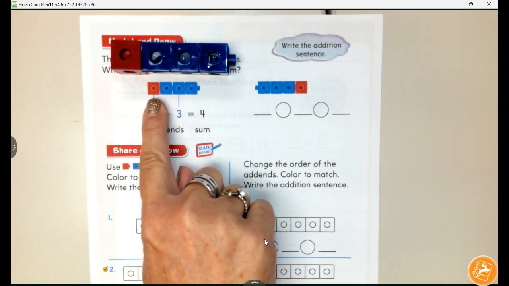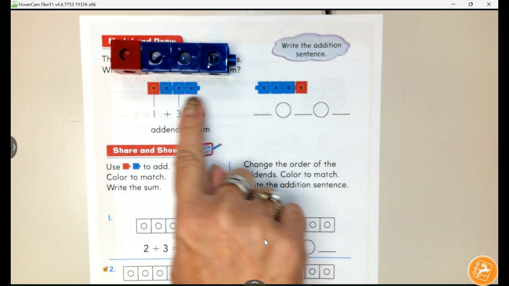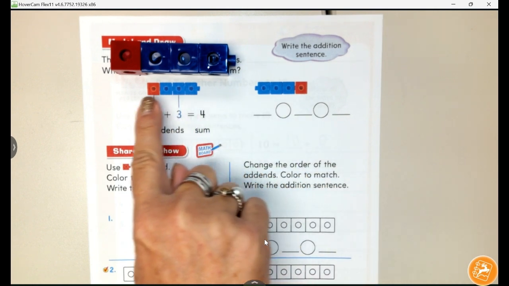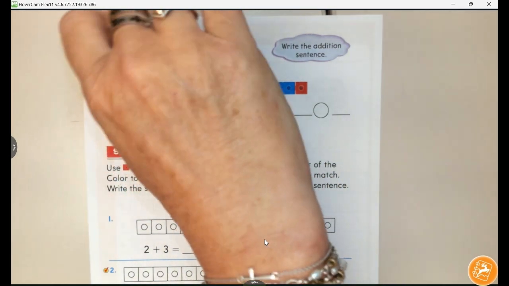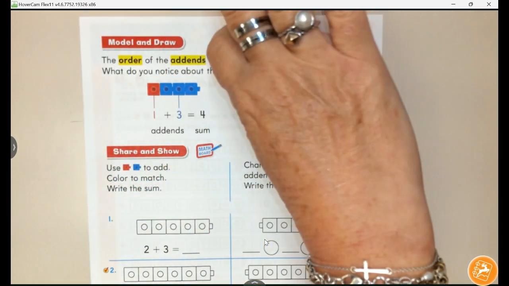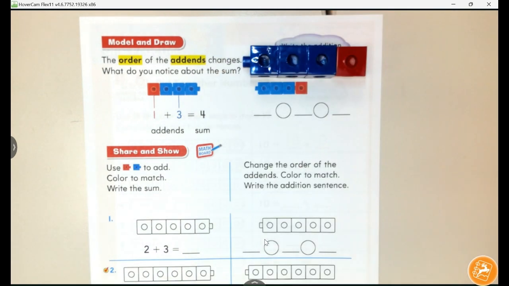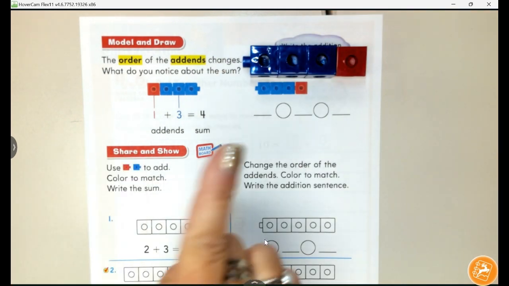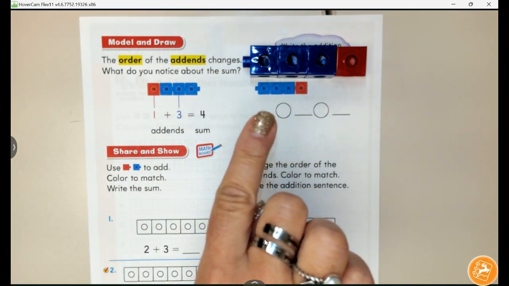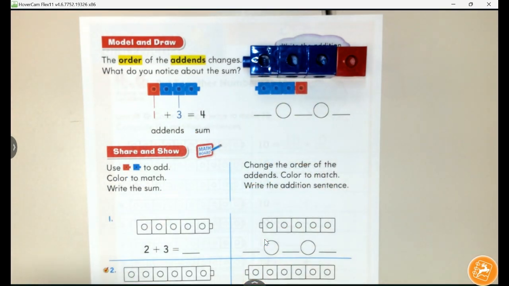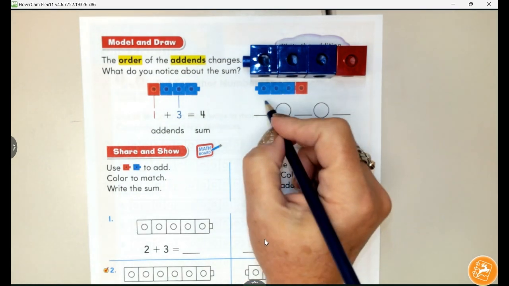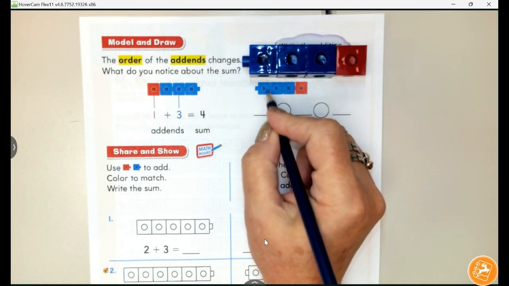Now, we haven't really changed anything. There's still 3 blue and there's still 1 red, but what they've done is actually flipped it around. And I would have my students just flip it around, move it from one side to the other and turn it around so that they can begin to see that the 3 blue, and I would give them colored pencils to use so that they could write along with this.